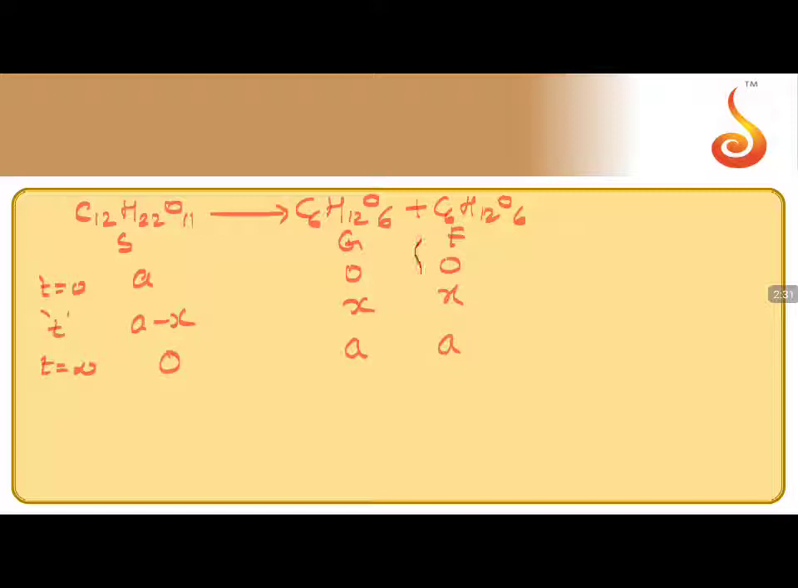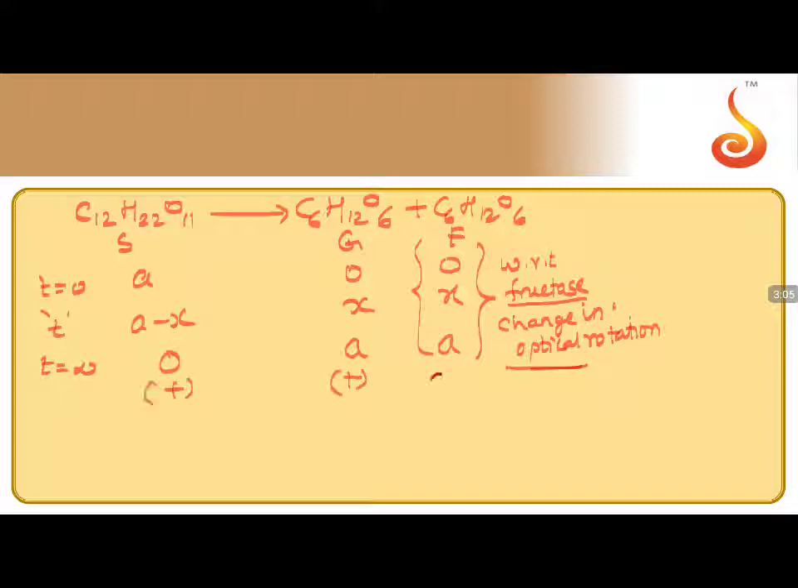The overall, I am going to talk with respect to fructose. With respect to fructose, the change in optical rotation is calculated, because your overall rotation is moving from plus 66.5 to less than that because of the fructose, because the remaining are dextrorotatory. This is positive, this is positive, and the only negative is fructose. So fructose is the one which is responsible for the change in optical rotation.